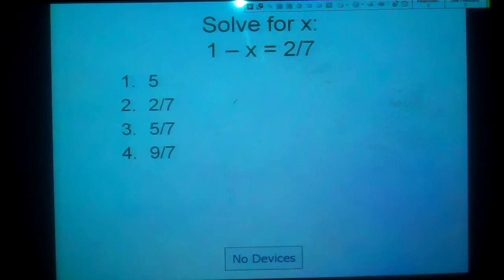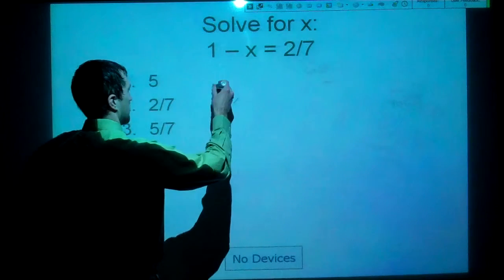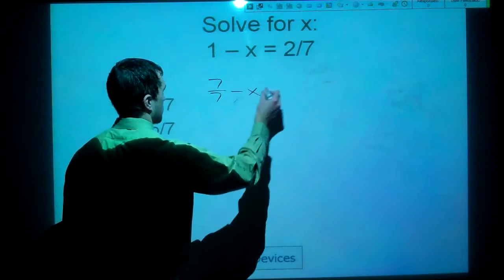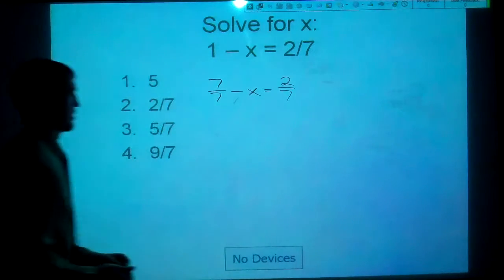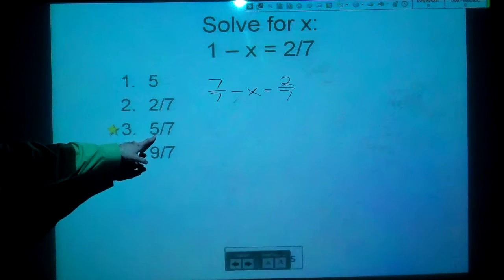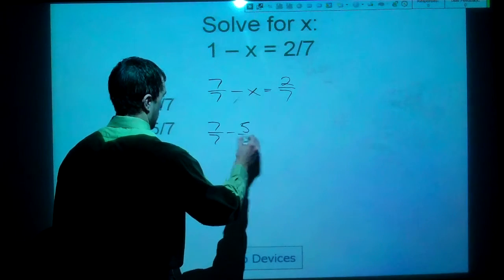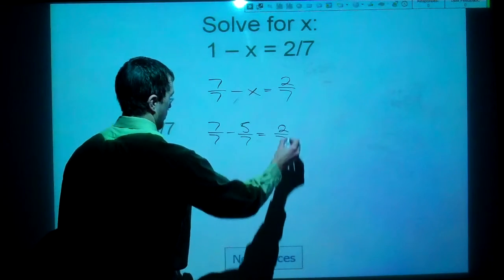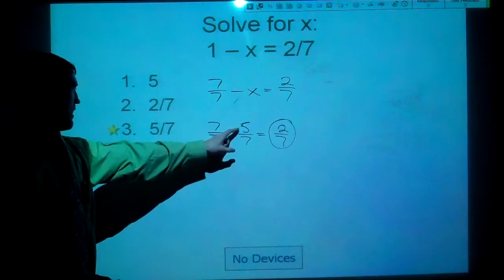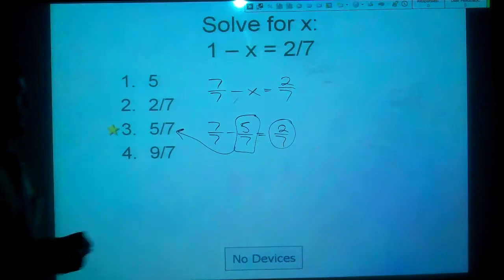Trick we showed for this one here, we're going to turn 1 into 7 over 7 since we're dealing with 7s. So really this is 7 over 7 minus x equals 2 over 7. So what do we take away from 7 so that we get a 2 here? Well, 7 minus 5 should give us 2. So, oops, this should be 5 sevenths, because 7 over 7 minus 5 over 7 would be 2 over 7. So we're looking at 5 sevenths for an answer here. Now, that's what x should be.